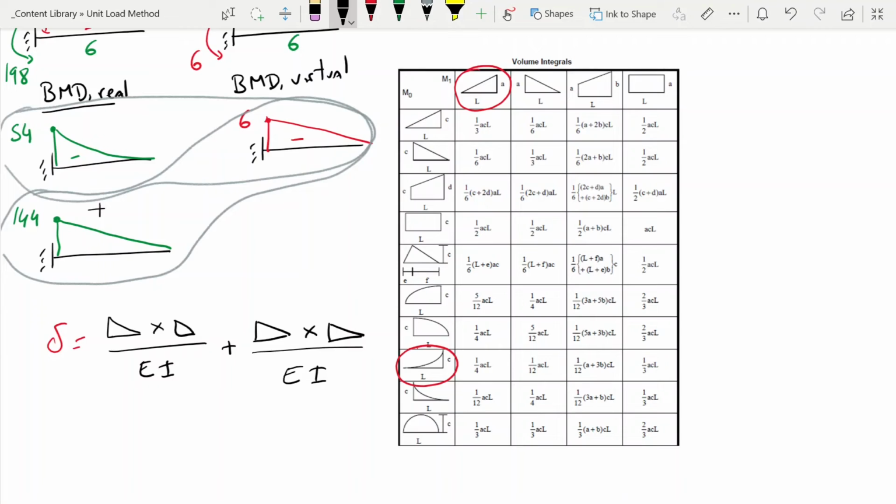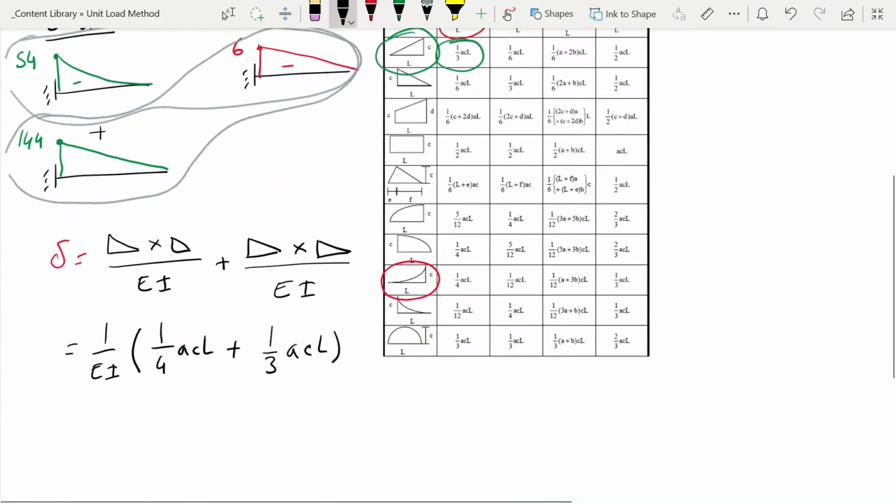So our solution at the end is going to be 1 over EI. And now, parabola times triangle will be 1 over 4 ACL plus, and now triangle times triangle. And here we need to make sure the triangles are growing in the same direction. So we get 1 over 3 ACL. And this is it. Now we replace, and we should get the right answer straight away.